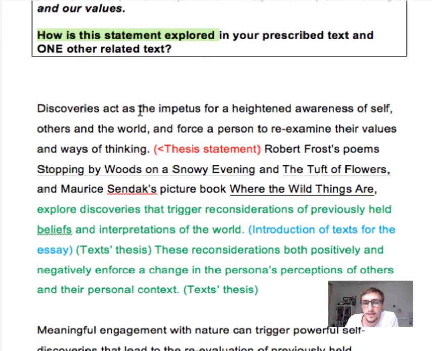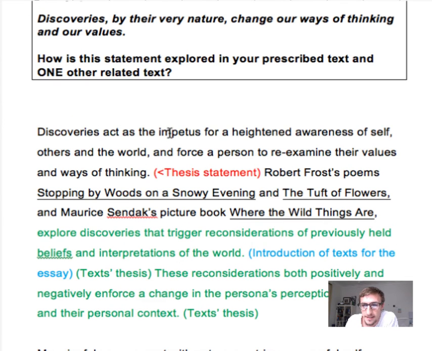Let's just have a quick look at this thesis here. So discoveries act as the impetus for a heightened awareness of self, others, and the world, and force a person to re-examine their values and ways of thinking. So, what's the new insight that I'm giving in my thesis? Basically, how am I answering this question? And the main part is this phrase here, heightened awareness of self, others, and the world.